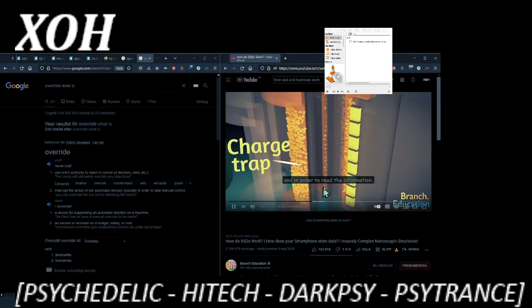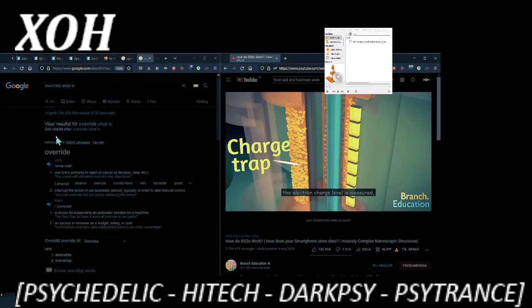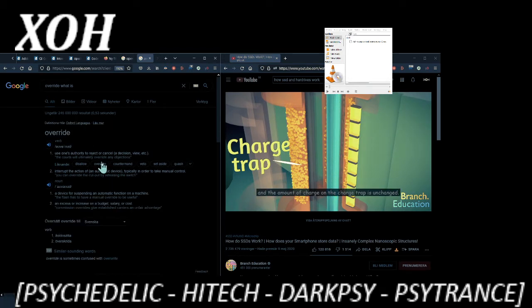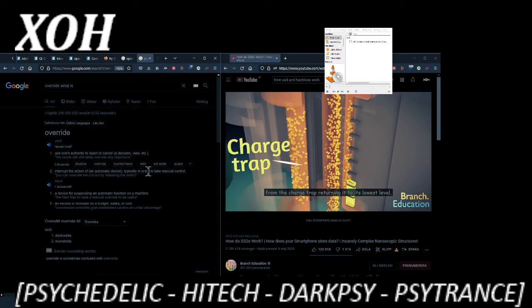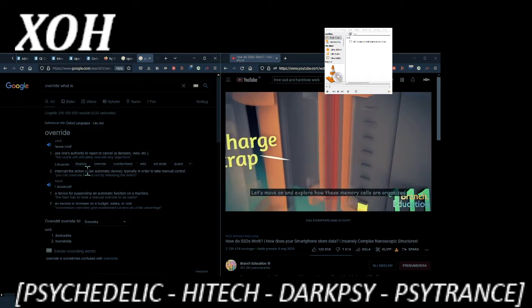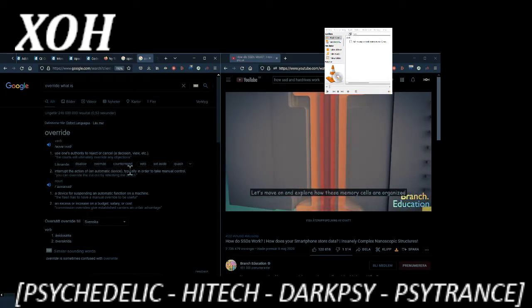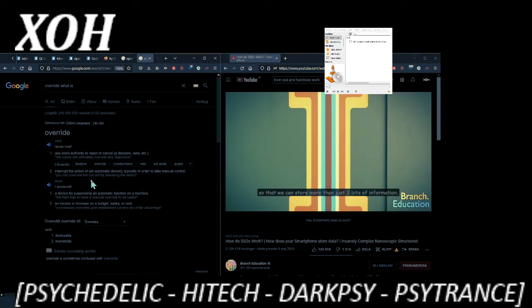And in order to read the information, the electron charge level is measured, and the amount of charge on the charge trap is unchanged. However, in order to erase the contents of a memory cell, all the electron charges are forcibly removed from the charge trap, returning it to its lowest level, which is 1, 1, 1, and leaving no excess electron charges behind. Let's move on and explore how these memory cells are organized so that we can store more than 3 bits of information.